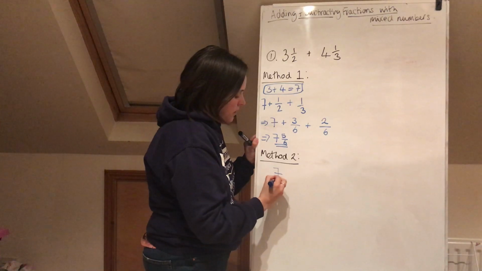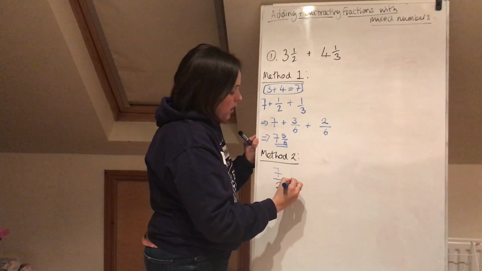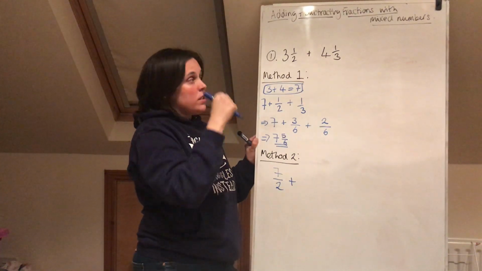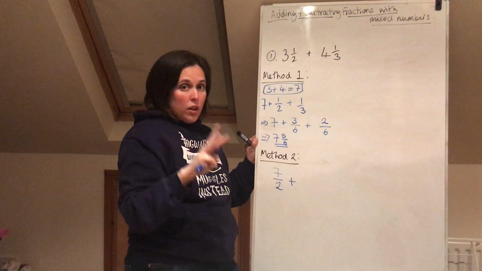So that gives me 7 over 2 plus, now 4 and 1/3, so 4 whole ones, every whole one has got 3 thirds.